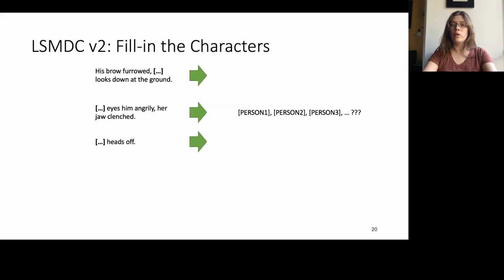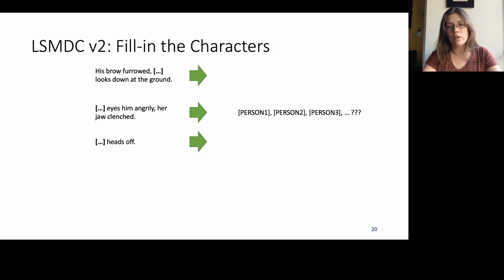So here we are looking at a story, at a sequence of descriptions. Let's consider this example. His brow furrowed, blank looks down at the ground. Blank eyes him angrily, her jaw clenched. Blank heads off. How do we predict the identities for these blanks?